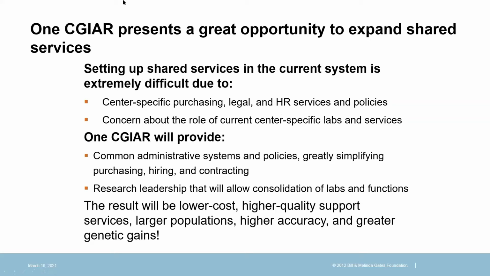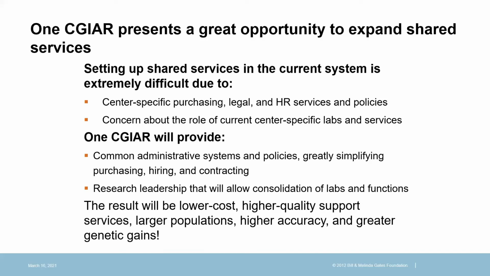And One CGIAR presents a great opportunity to expand these types of shared services. Setting them up in the current system is extremely difficult because each center has its own purchasing, legal, and HR services and policies. So if you want to do something in a centralized way, you have to negotiate with each center's administrative structure. There's also a lot of concern about what happens to the small center-specific labs and services, what happens to those jobs. Sometimes there are inappropriate efforts to impede change that's going to do a better job of delivering on the objectives of the system.